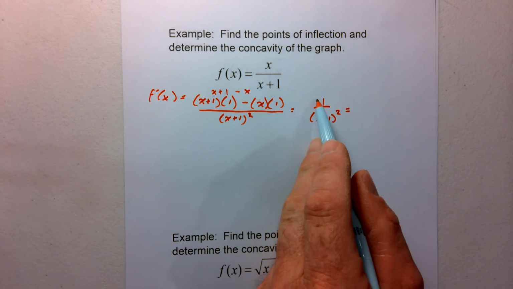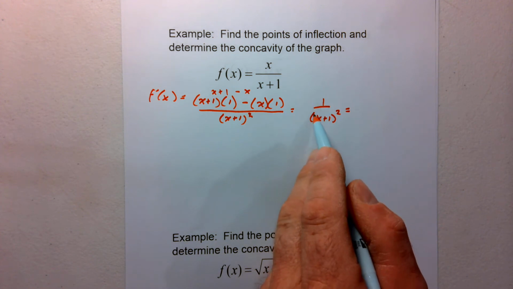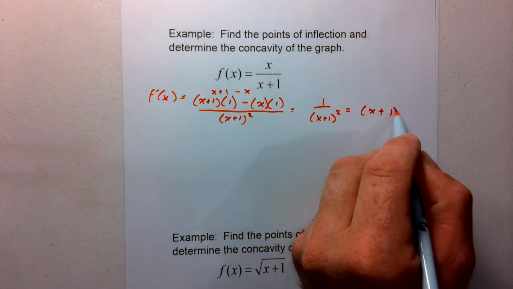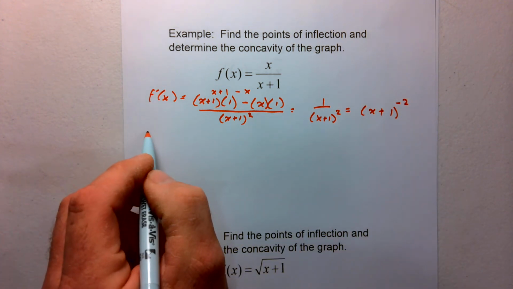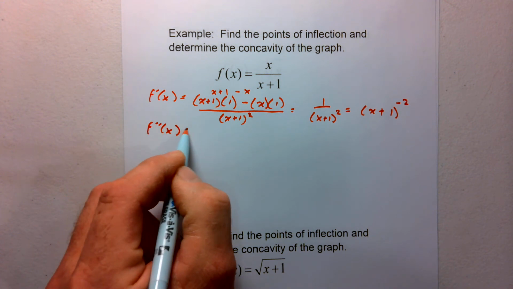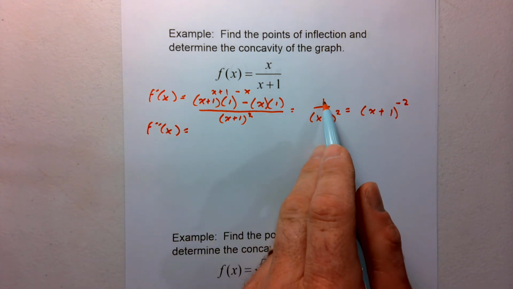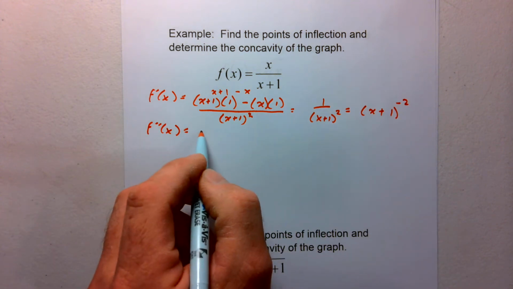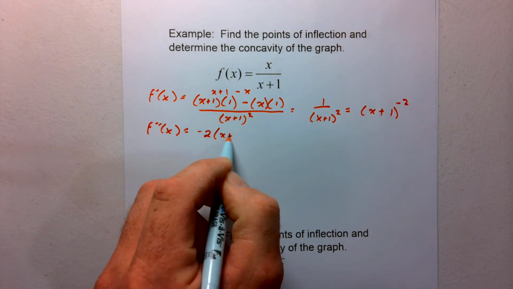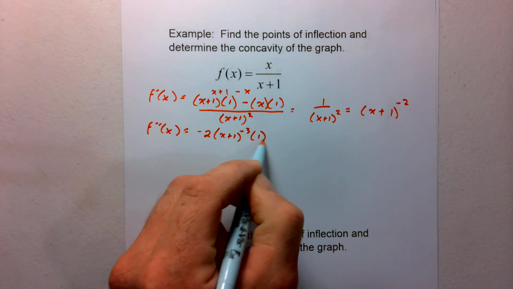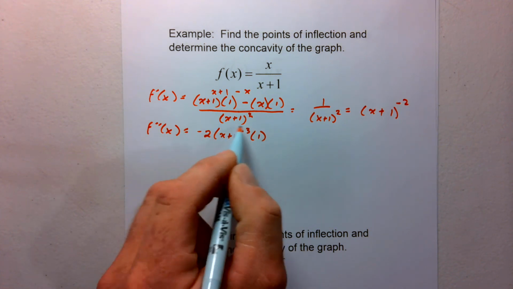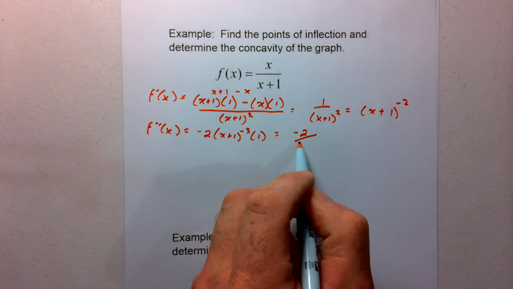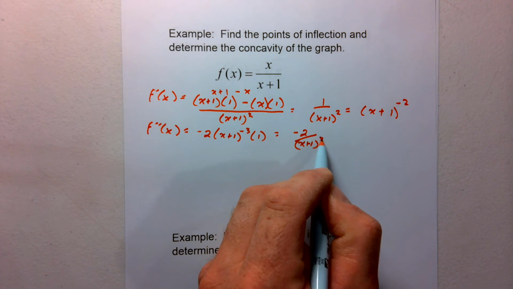Since we don't have a variable in the numerator, I'm going to take this denominator and bring it to the top as a negative exponent in order to be able to find that second derivative fairly easily. If there was a variable there, I would leave it there and do another quotient rule. So my derivative here is going to be negative 2, x plus 1 to the negative third, times the derivative of the inside, which is going to be 1. So notice we just had a nice clean chain rule there. So I end up with negative 2 over x plus 1 to the third.